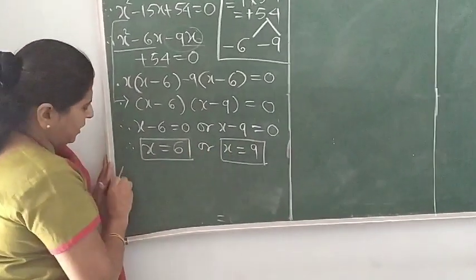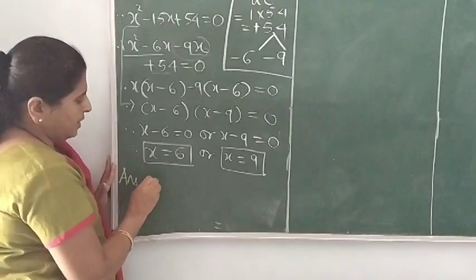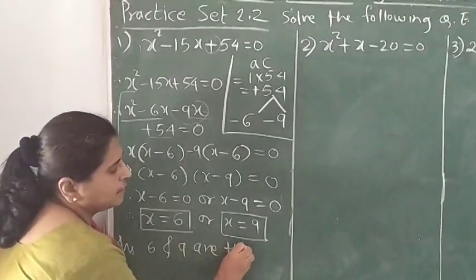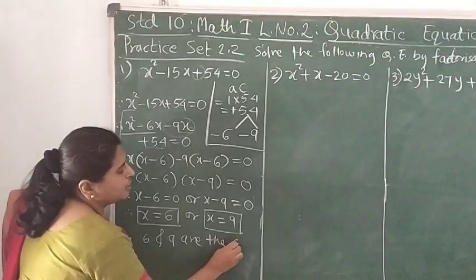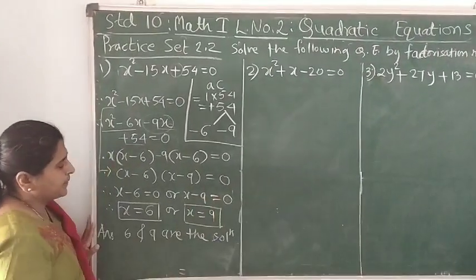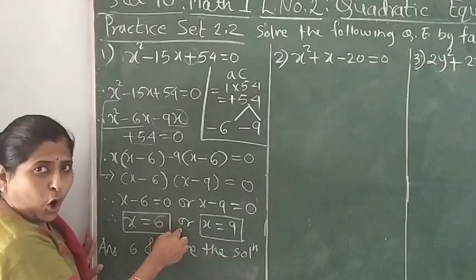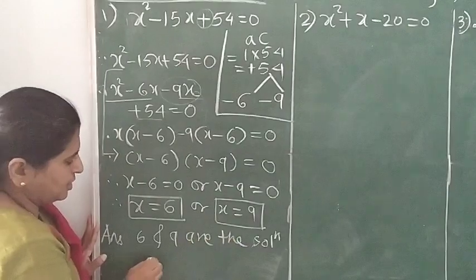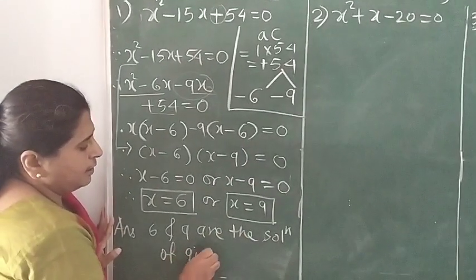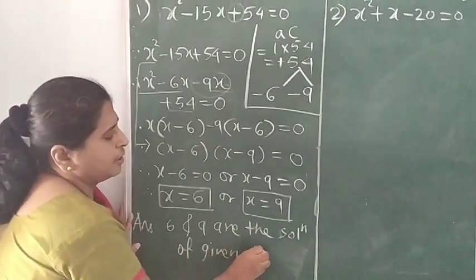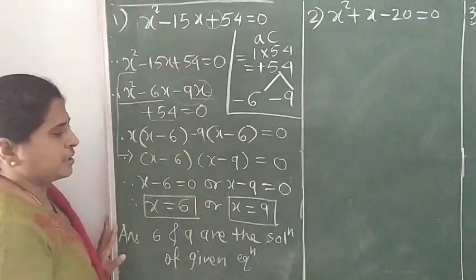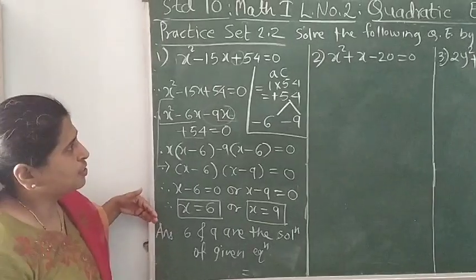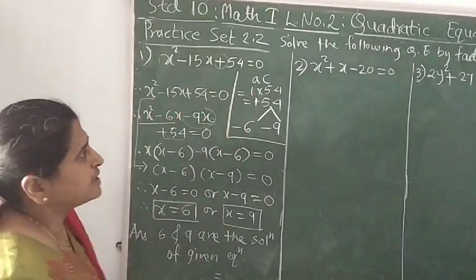So from this you will write your answer that 6 and 9 are the roots or solutions of the given equation. Here you are using the term or, but in the answer you should write 6 and 9 are both solutions of the given quadratic equation, or you can copy the equation. So this way you have to solve. This is the method we have to use. Let's solve some more questions from this practice set.